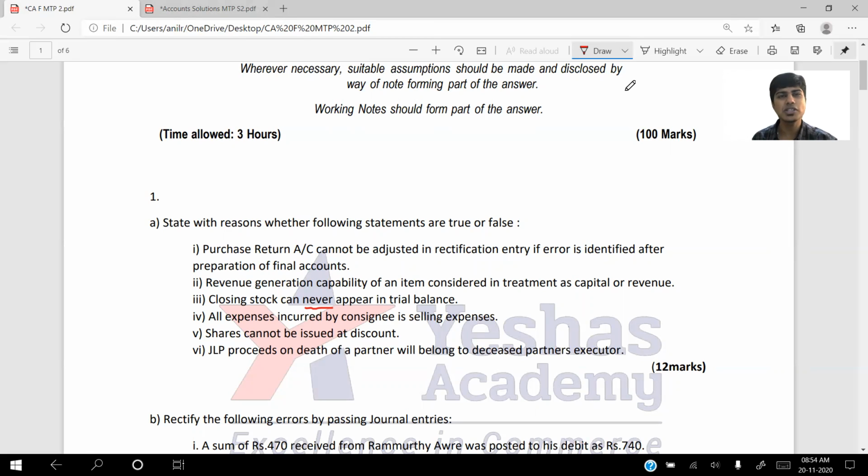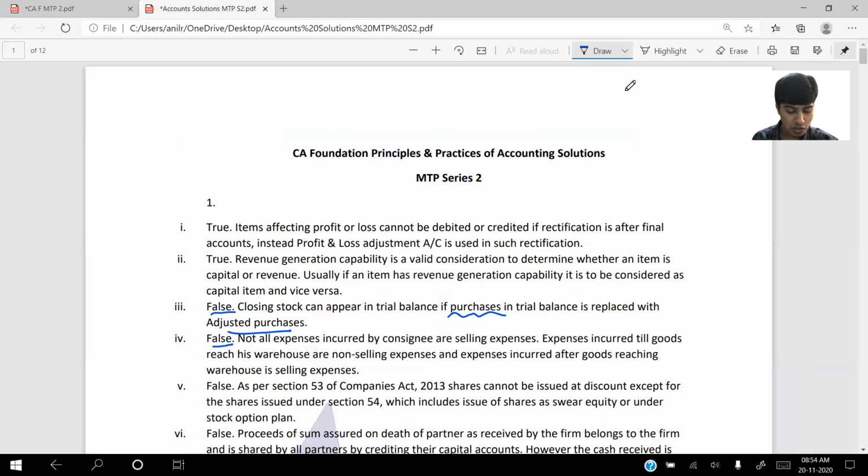However, the consignor's expense is always non-selling expense. So the consignee's expense can be selling or non-selling, and the statement says all expenses. It is false. Have a look. False. Not all the expenses are selling expenses.